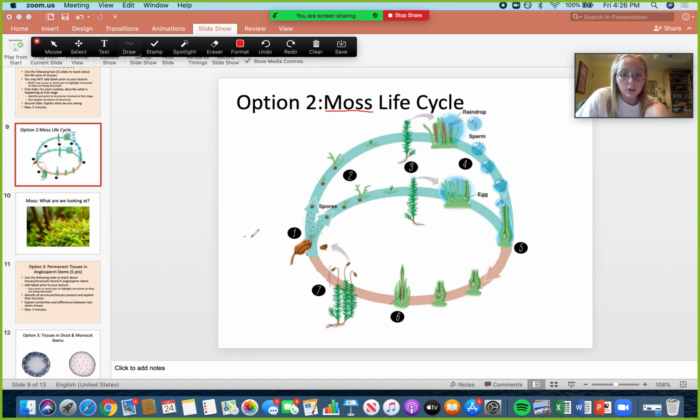So now, taking a look at this life cycle, we're going to divide it in two. And this upper part is the dominant stage. It is the haploid stage. And this stage is the gametophyte. And so when we think about moss, that's what we're seeing, the gametophyte stage. Now this lower section is the diploid stage, and it's the sporophyte stage.